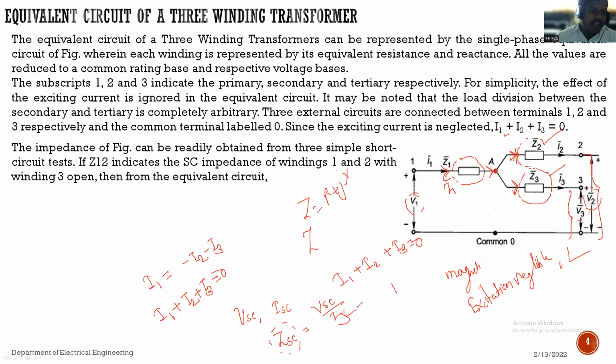Suppose we are calculating Z12, which indicates the short circuit impedance between terminals 1 and 2. So Z12, that is Z suffix 1 and 2, means the impedance between terminals 1 and 2. Where are terminals 1 and 2? 1 is here, 2 is here. So the impedance between these two terminals. This impedance can be calculated with the third winding kept open circuited, and from that equivalent circuit we are able to calculate the impedance between these two.